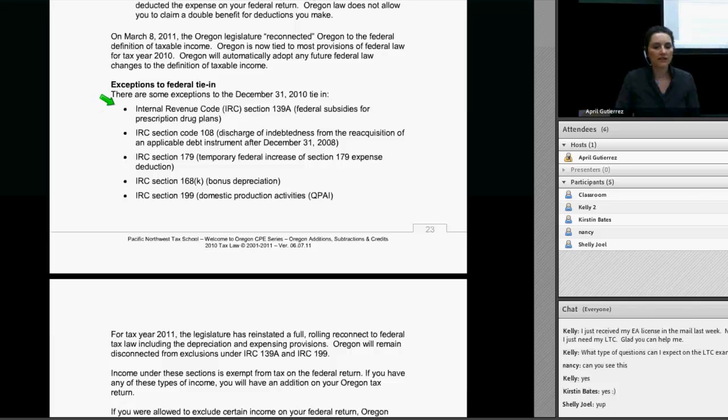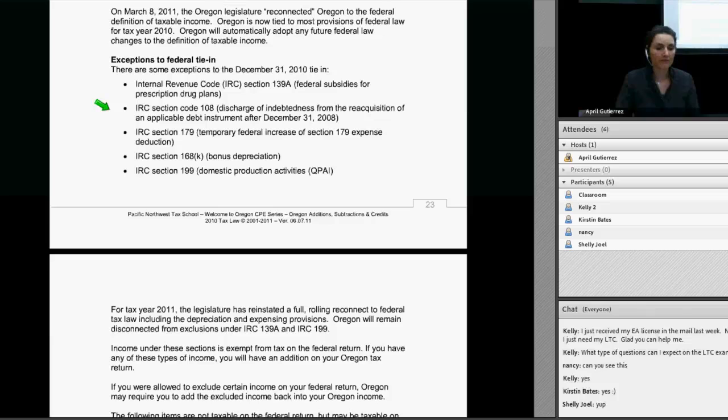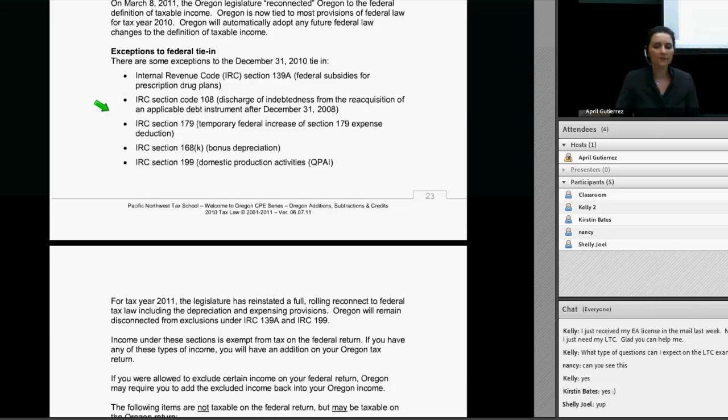The first one is deductions allowed under Internal Revenue Code Section 139A, which has to do with federal subsidies for prescription drug plans. We don't commonly run across that in the course of our tax work. The second one in line is Internal Revenue Code Section 108, which has to do with discharge of indebtedness from the acquisition of an applicable debt instrument. Not going to see much of that either, but then the next one we do.